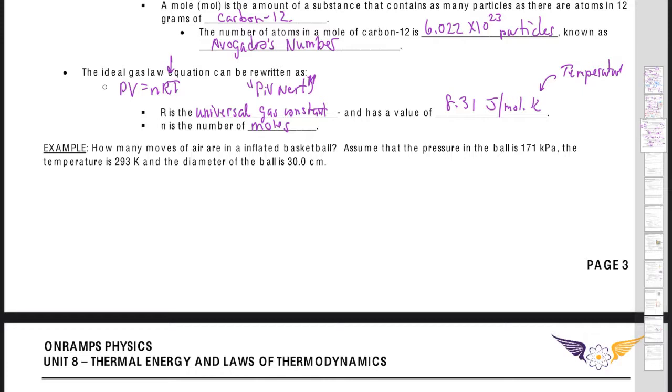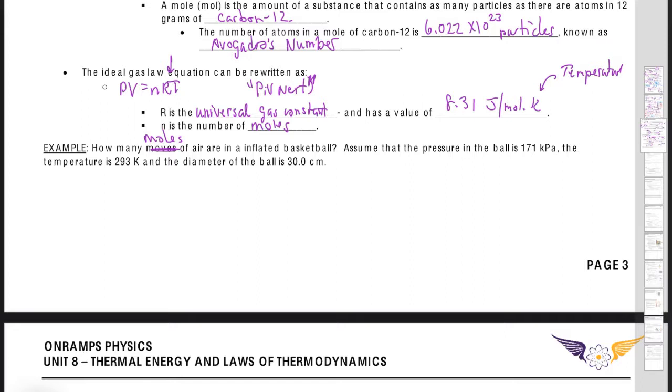Okay. Now, you may have to do stuff with molar mass. I think we get into it a little bit later, or maybe it was something I did with AP Physics C, but understanding that molar mass is the mass divided by the number of moles, or something like that. Okay, so how many moles, not moves, sorry, there's a reason why I work in numbers. So how many moles of air are in an inflated basketball? Assume that the pressure in the ball is 171 kilopascals, the temperature is 293 Kelvin, and the diameter of the ball is 30 centimeters.